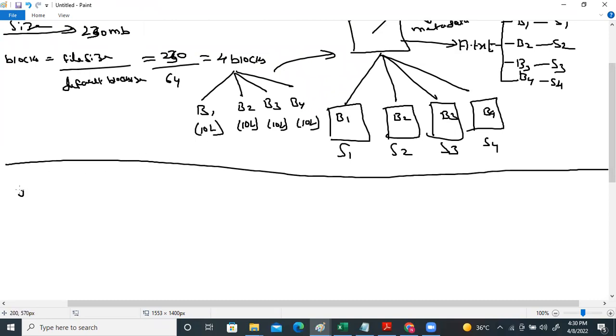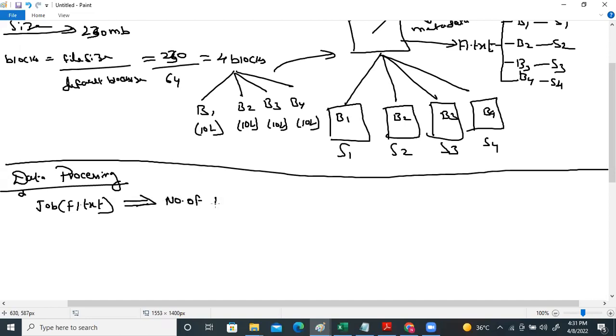For example, data processing. Your job is to process this f1.txt. So the job divides into tasks. Always your job is going to be divided into tasks. How many tasks? In Hadoop, the number of tasks always depends on the number of unique blocks. I'm saying the word unique.